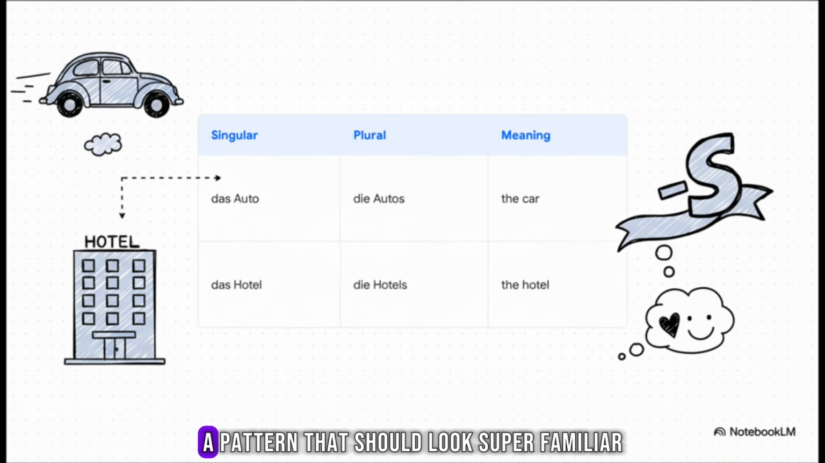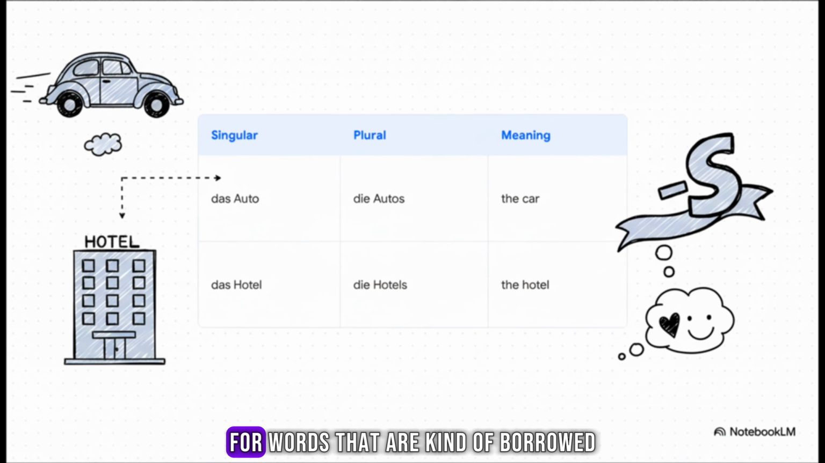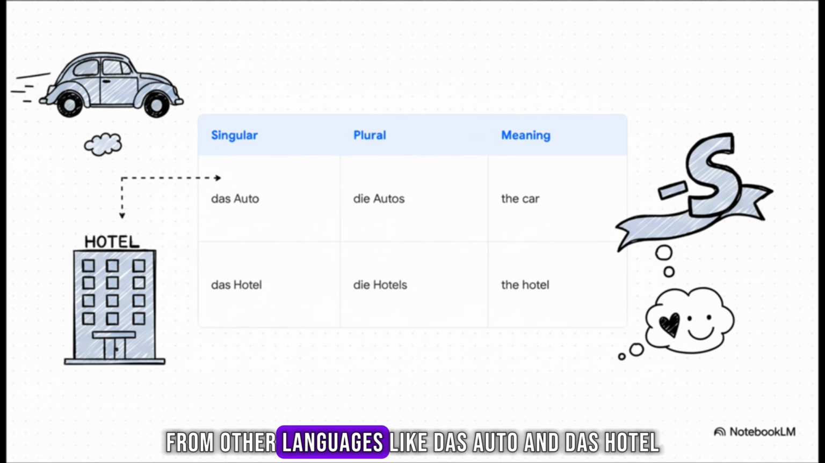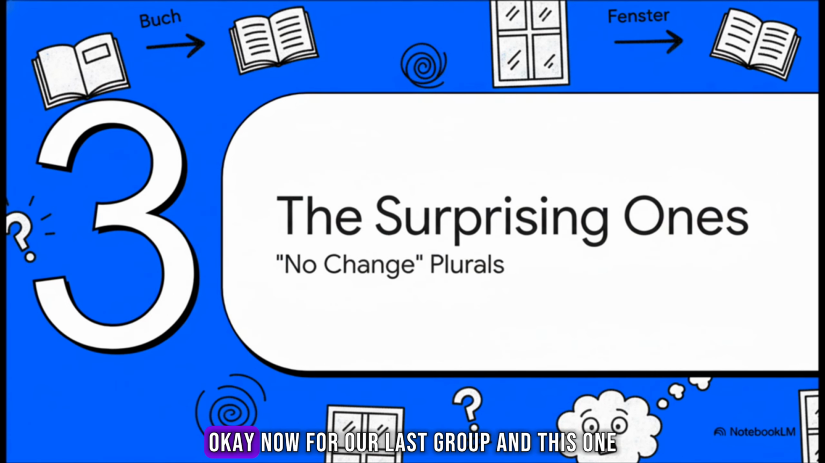And here it is, a pattern that should look super familiar. Just like in English, some German words just add an S. This is really common for words that are kind of borrowed from other languages, like das Auto and das Hotel. It's a nice little break for us English speakers, isn't it? Okay, now for our last group, and this one, well, this one can be a little surprising.